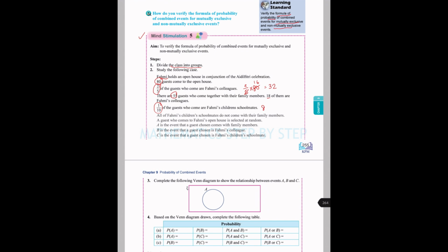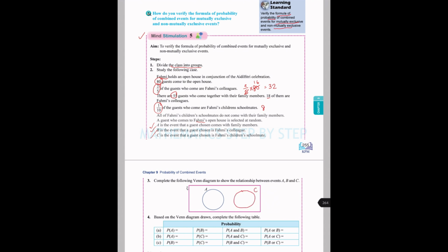A guest who comes to Fahmi's open house is selected at random. Let's see, these are the three events, okay? A is the event that a guest chosen comes with family members. B is the event that a guest chosen is Fahmi's colleague. C is the event that a guest chosen is Fahmi's children's schoolmates. So we know that event C and event A are mutually exclusive, okay?